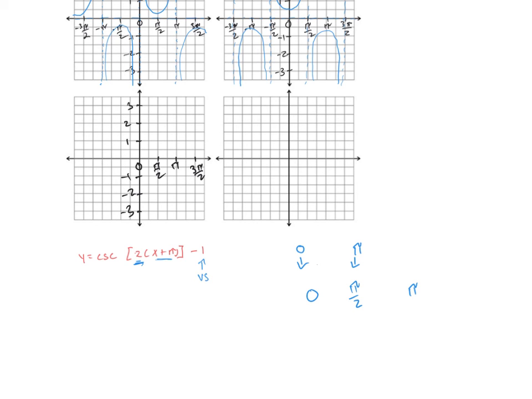We have a vertical shift down of 1. So now my horizontal asymptote is there. I get another asymptote here, another asymptote here, like so. I didn't put in those units, but they're there.